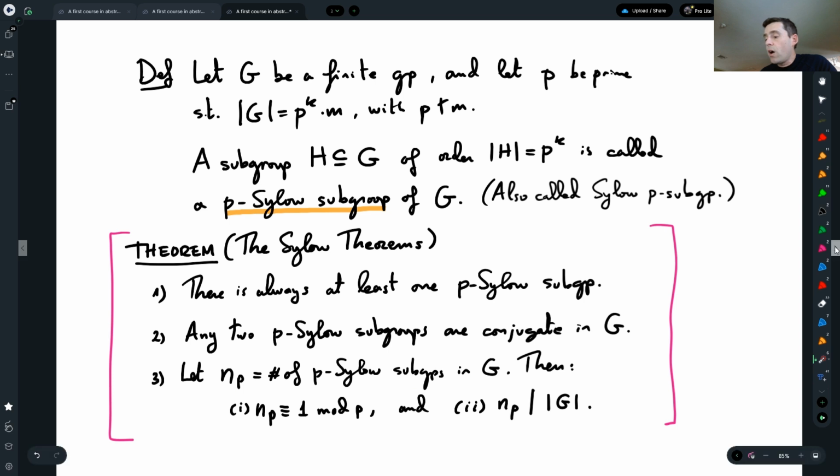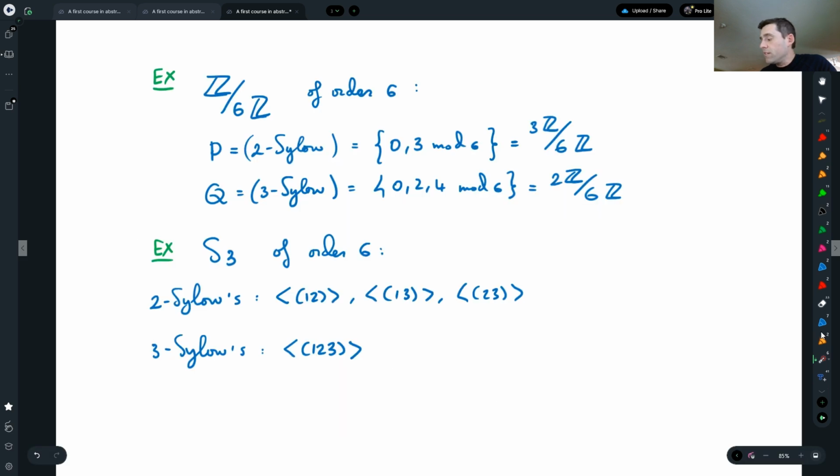So let me give you some examples of P-Sylow subgroups. If I have a group of order 6, such as Z modulo 6, this is an abelian group, and there is exactly one 2-Sylow subgroup, which is the subgroup generated by 3 modulo 6. And there is exactly one 3-Sylow subgroup, the subgroup generated by 2 modulo 6, so 2Z modulo 6Z. So this is an example of a 2-Sylow and a 3-Sylow subgroup of Z modulo 6.